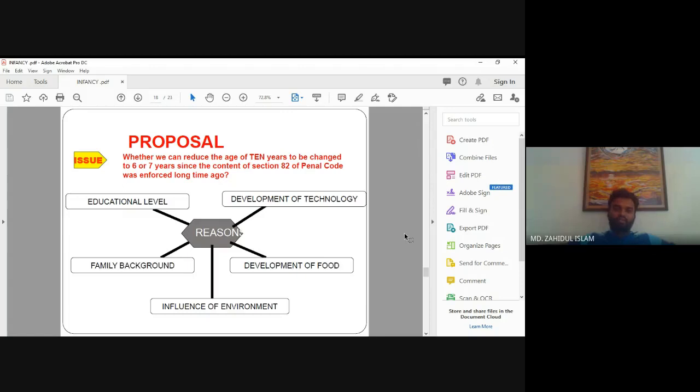We saw section 82. The Malaysian Penal Code mentions that nothing is an offence which is done by a person who is under 10 years old. The British Penal Code, that means common law, mentions that nothing is an offence which is done by a person under 7 years old. The Indian Penal Code also mentions 7 years. Indian Penal Code and British Penal Code mention 7 years, and Malaysian Penal Code mentions 10 years.